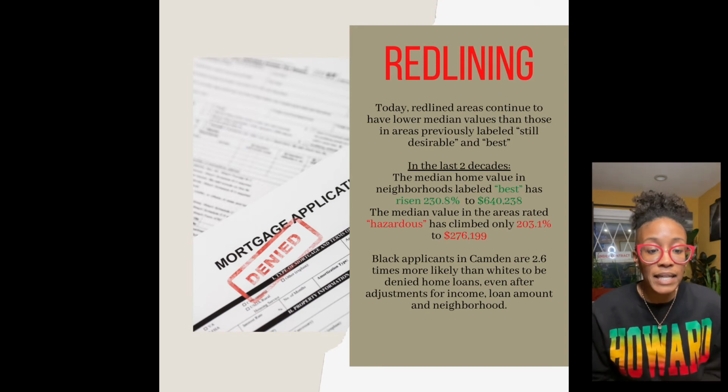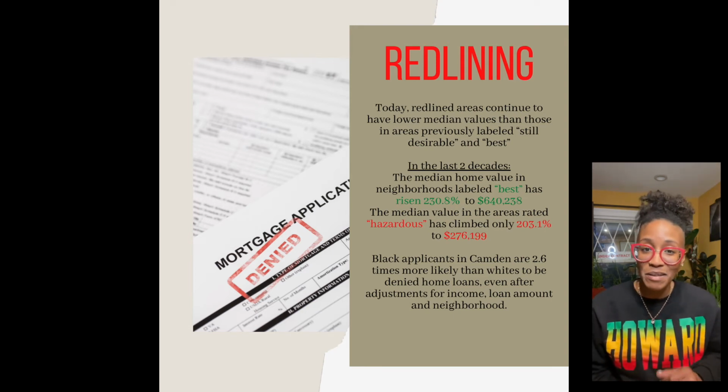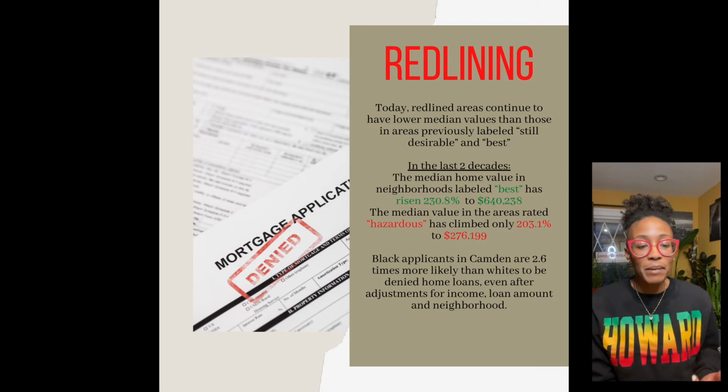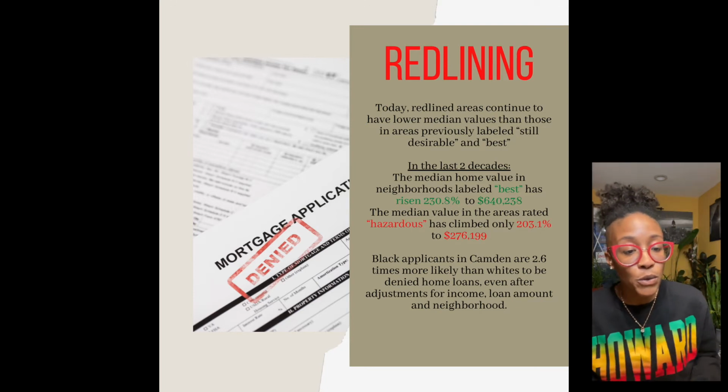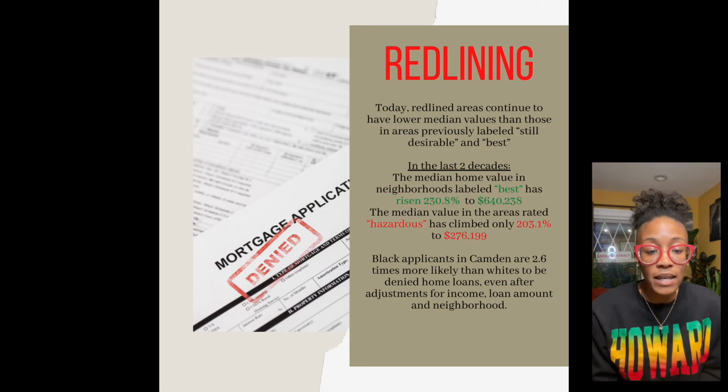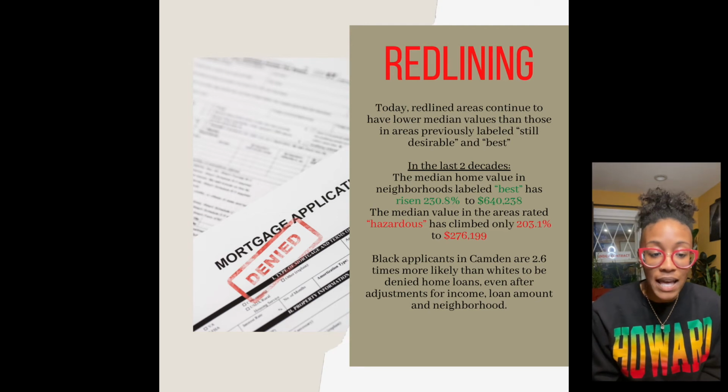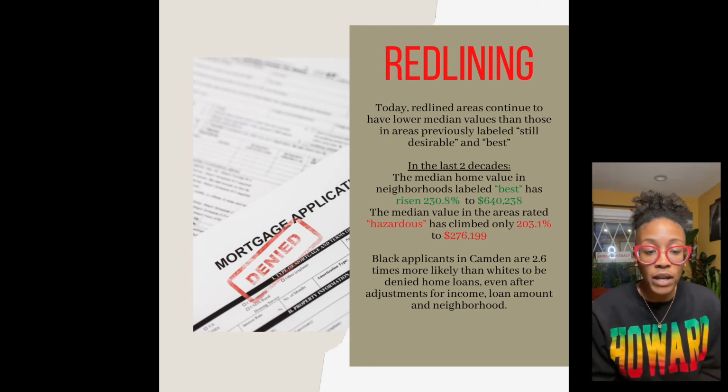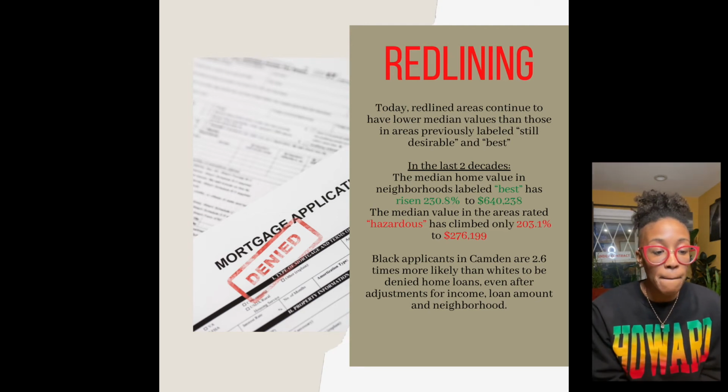Now, Black applicants in Camden. I took it to South Jersey because I'm from South Jersey. Black applicants in Camden are 2.6 times more likely than whites to be denied home loans, even after adjustments are made for income, loan amount, and neighborhood. And if you look here, I actually have a printout of the description of Camden. This is from May 6, 1932, so it was a little bit before the Newark one. But this is what it said about Camden.